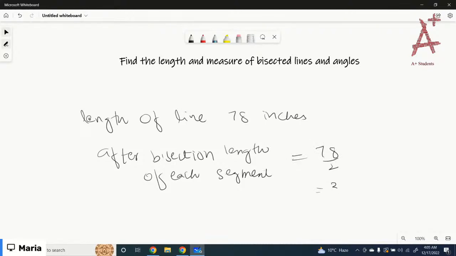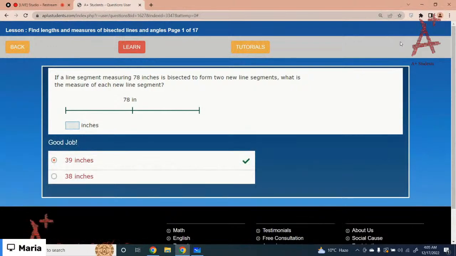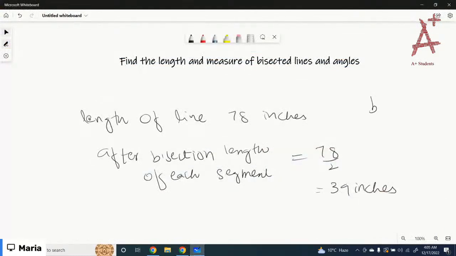2 times 3 is 6, and yes, very good. It would be 39 inches. Very good. Just select the correct option, then click on the OK button. Bi is a word that means two. So bisected means you have to divide it by 2. Got it? So bisected means you divided the line into two equal parts.